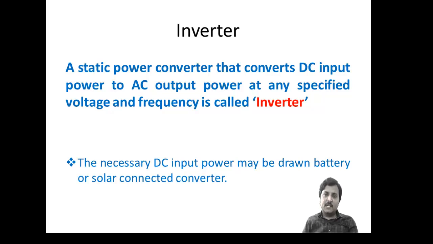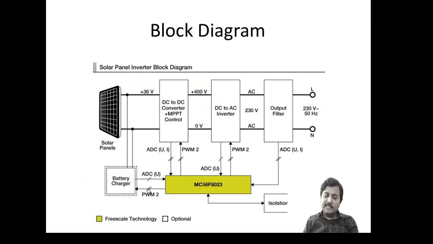When you are concentrating on the input DC, the DC input power may be taken from a battery or from a solar connected system. Let us see a basic example of a solar connected system. Here we are considering a solar panel. It supplies 36 volts to the DC to DC converter. The basic duty of the DC to DC converter is to amplify the DC voltage from 36 volts to 400 volts. Now the 400 volt supply is connected to the DC to AC inverter, which converts the DC to AC with 230 volts AC RMS value and 50 hertz frequency.